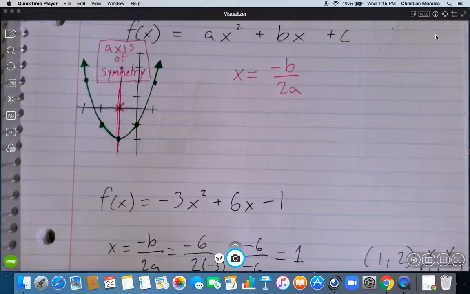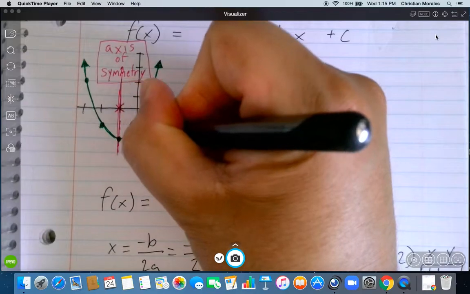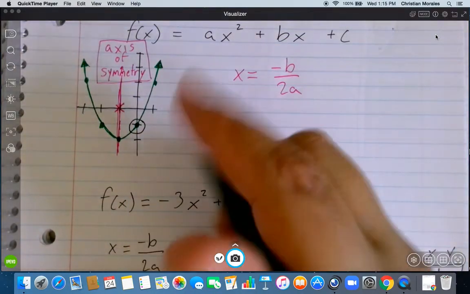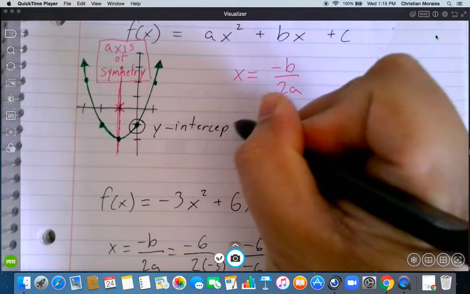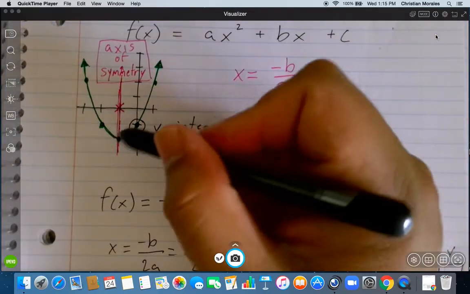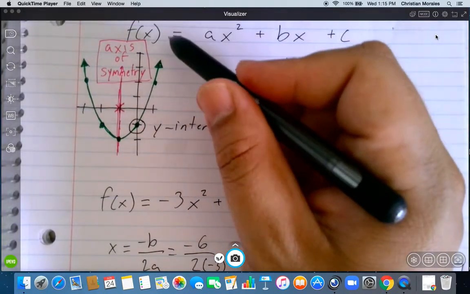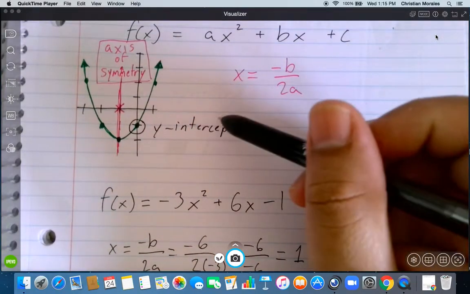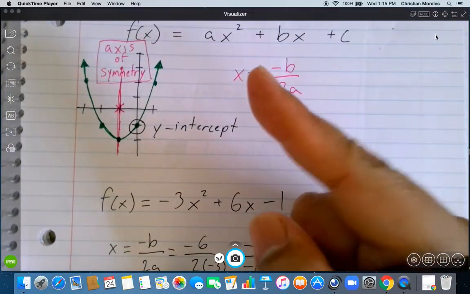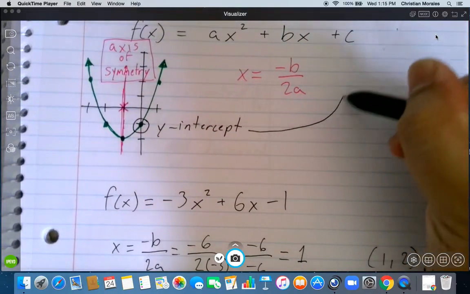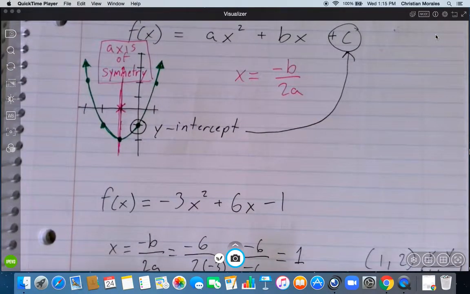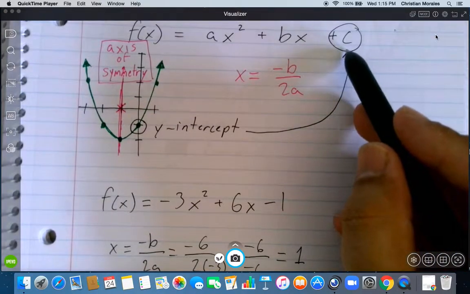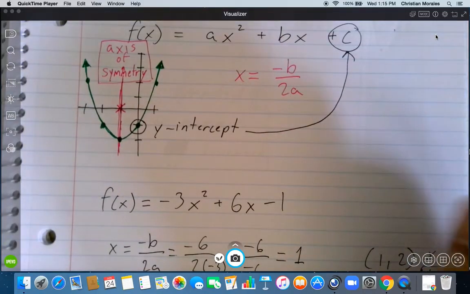Now, there is one more thing you should know. This is crossing the y-axis, so this is called the y-intercept. It can be in different places. Sometimes this point will be up here, or sometimes it'll even be in the middle. But the y-intercept is found in one location. Guys, the y-intercept is that number, C. So just so you know, if they ask you for the y-intercept, find the C of the equation and you have it. That's all you need for that one.